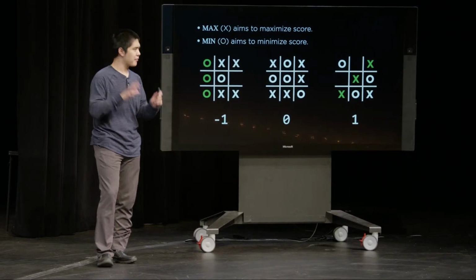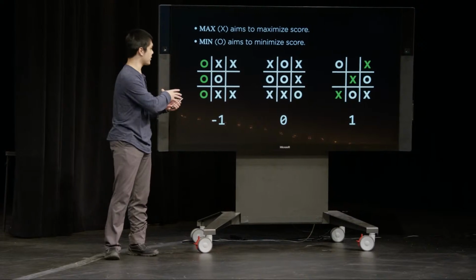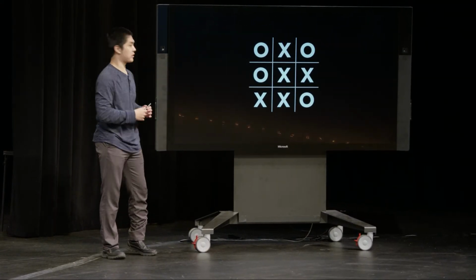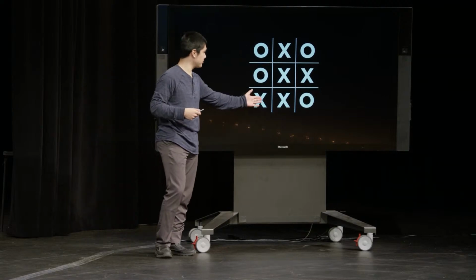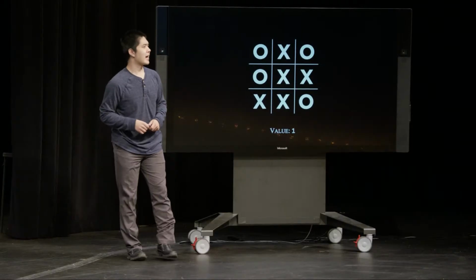And so we can take every board in tic-tac-toe and assign a score to it. It's either 1 or 0 or -1. So this board, for example, this game is over. X has already won the game. And because X has won the game, we're going to give that a value of 1. 1 corresponds to X winning, -1 to O winning, 0 for a tie.